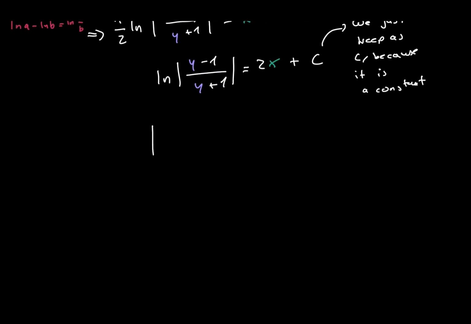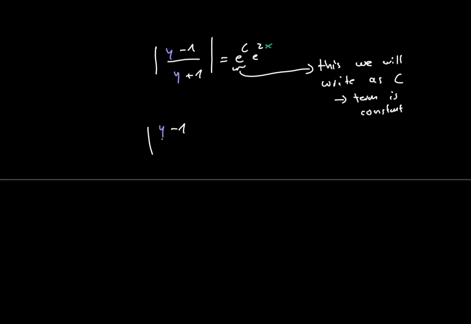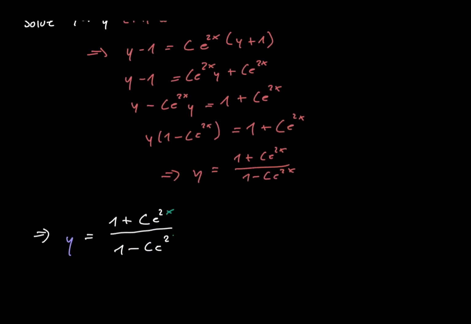Now exponentiate. The absolute value can be absorbed into the constant. So we get y minus 1 over y plus 1 equals c e to the power 2x. Now solve for y. y equals 1 plus c e to the power 2x divided by 1 minus c e to the power 2x. And that is the final answer.